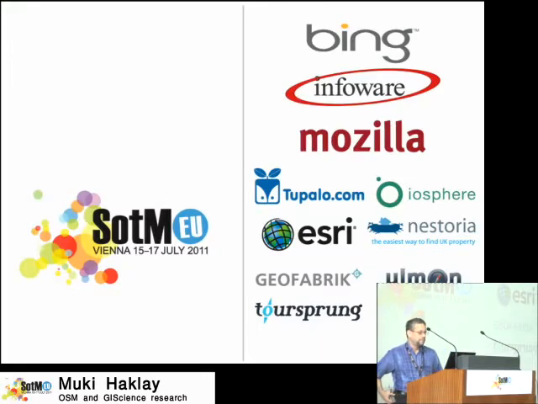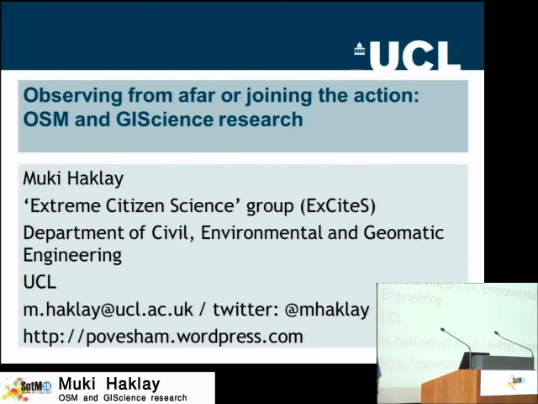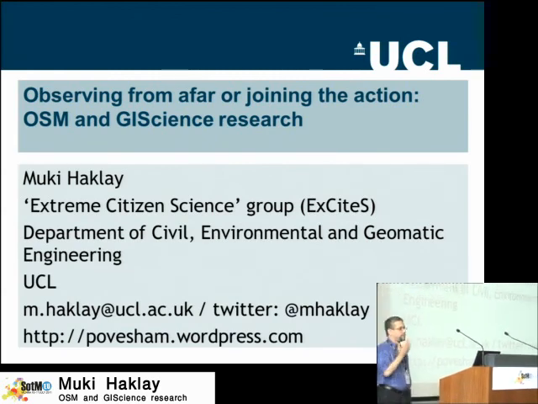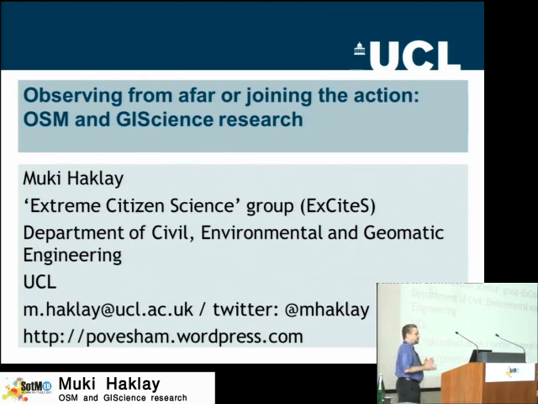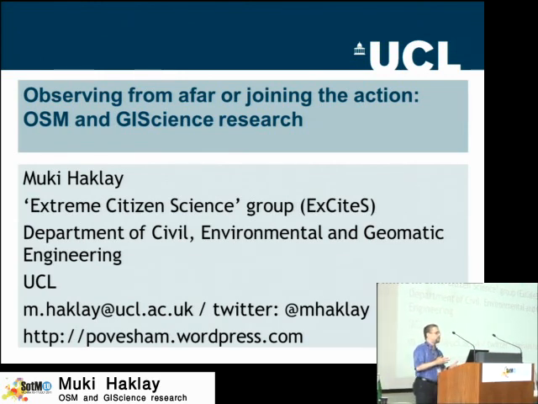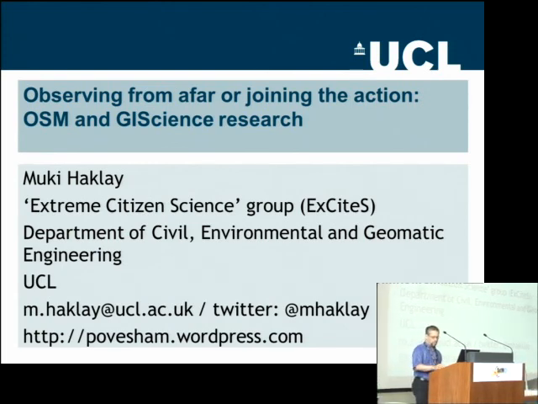Hello, good morning. What I'm going to talk about is the relationship between OpenStreetMap and the research community. The research community that I look at is what's called geographical information science, a word that was invented about 20 years ago and is now very common to describe people who work in the area of research about GIS.